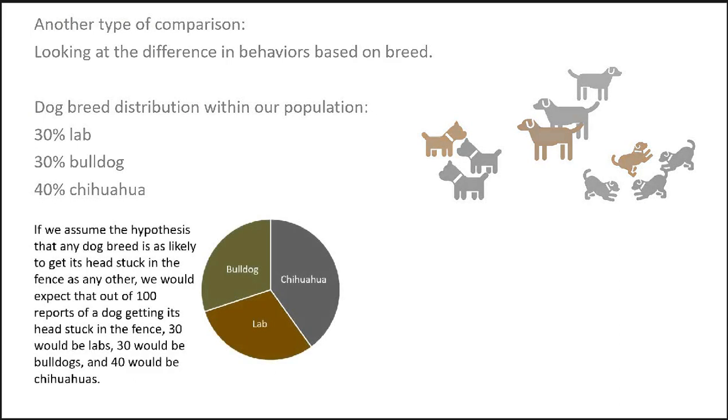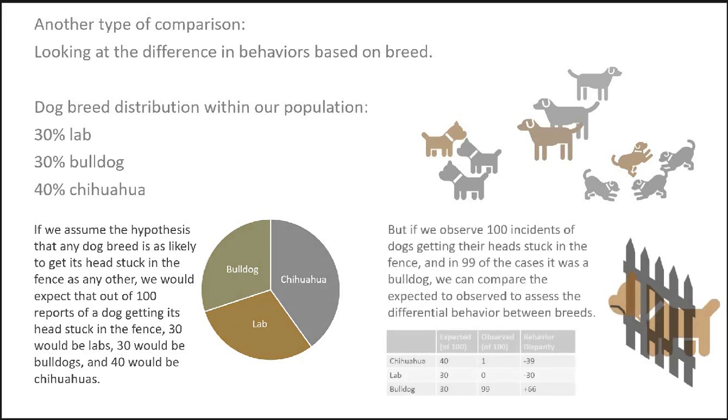If we assume that any dog breed is just as likely to get its head stuck in a fence as any other breed, we would expect that out of 100 reports of a dog getting its head stuck in a fence, 30 would be labs, 30 would be bulldogs, and 40 would be chihuahuas. That's assuming equal behavior from all dogs and equal opportunity to get their head stuck in a fence.